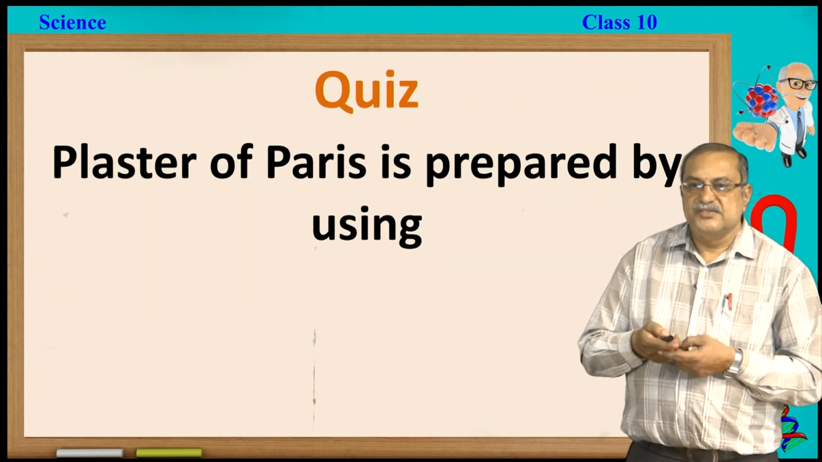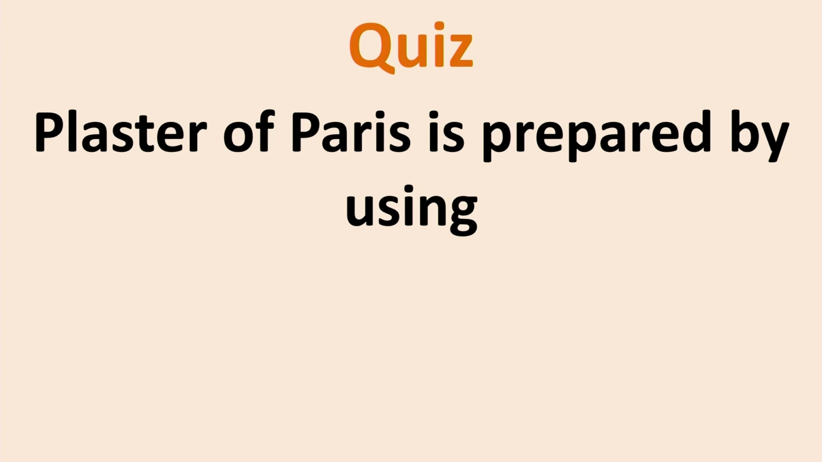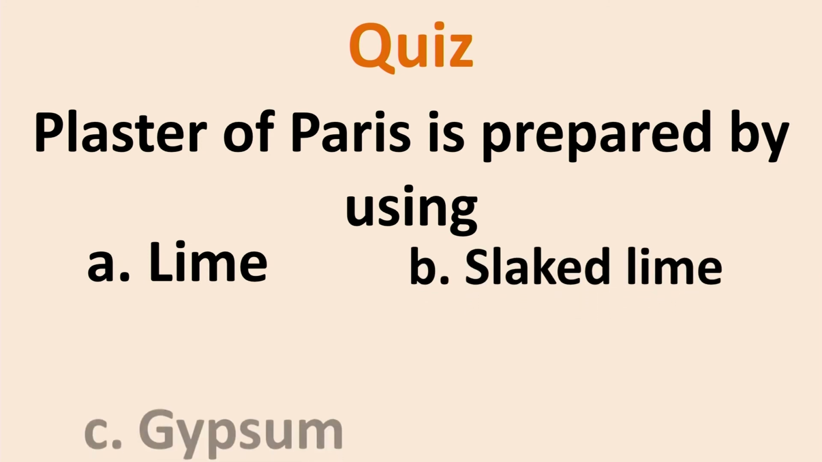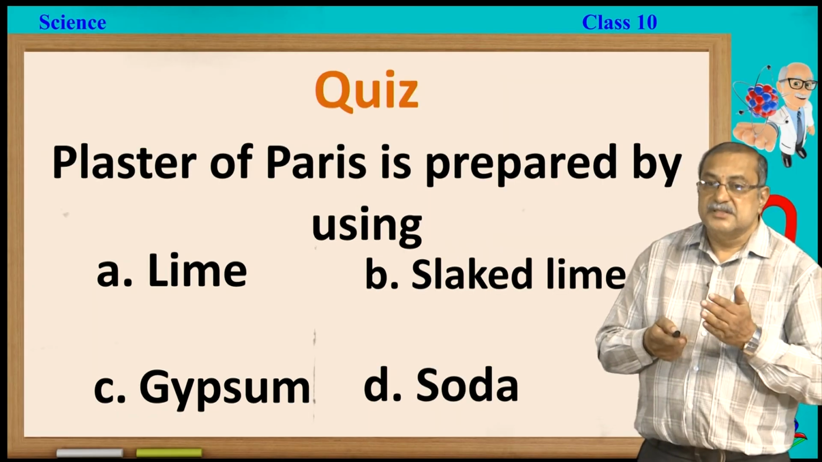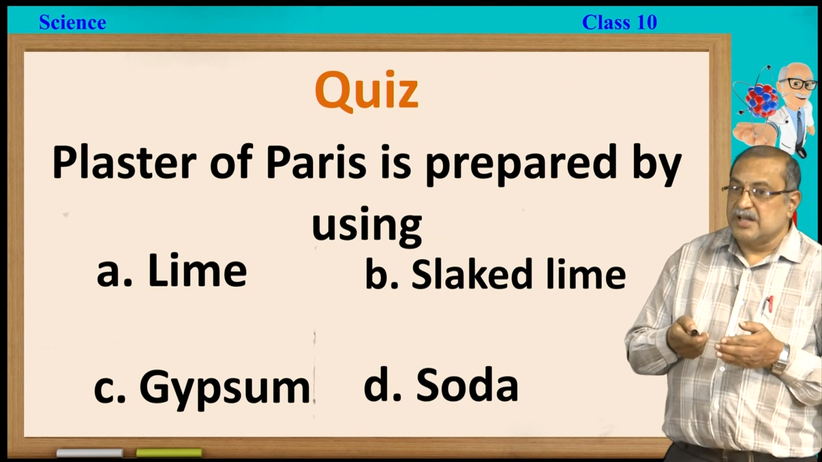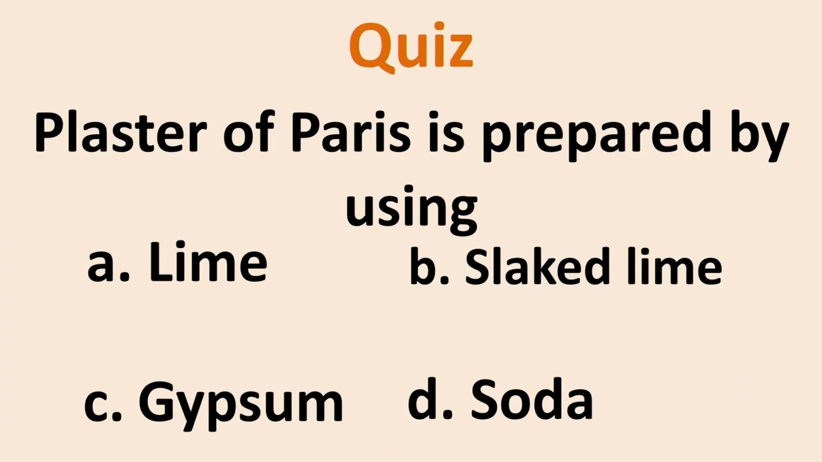So, now it is quiz time. Plaster of Paris is prepared by using, what will they do, lime, slaked lime, gypsum or soda. So, plaster of Paris is prepared by using lime, slaked lime, gypsum or soda. Which is the correct answer? Think for a while. Okay. I think you know the answer. Let us verify that one.